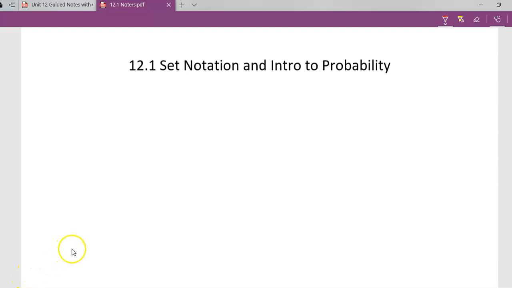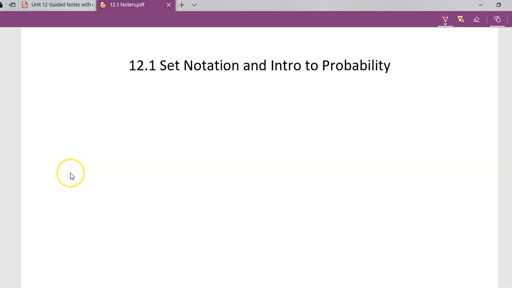Today we're starting into Unit 12. This will be our last chapter. It's on probability. Today we're doing 12.1, set notation and introduction to probability. This unit can be fun. It's unfortunate we can't be together to do this, but let's just go ahead and get started.